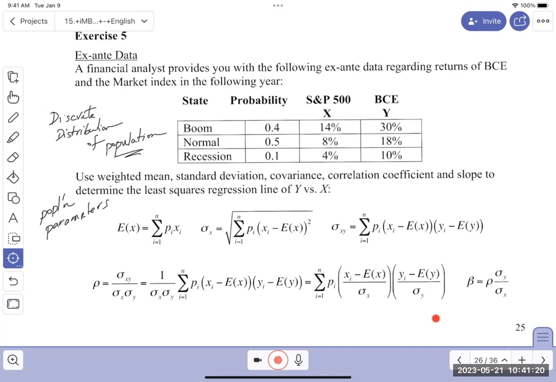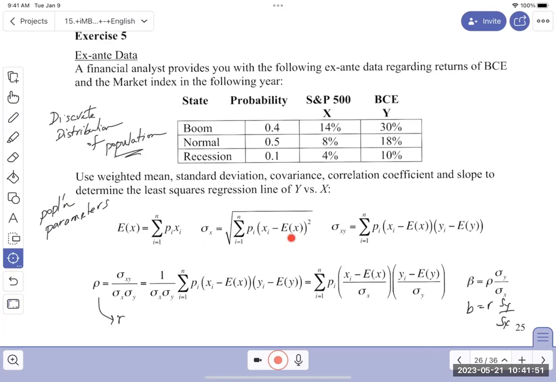But it's basically the same types of calculations, and you can do this manually too. There's only 3 observations, so it's not that hard. But they're the same formulas. The letter sigma is for S, and the Greek letter rho is for R. This is just R. And here you see B equals R SY over SX. So it's the same pattern.